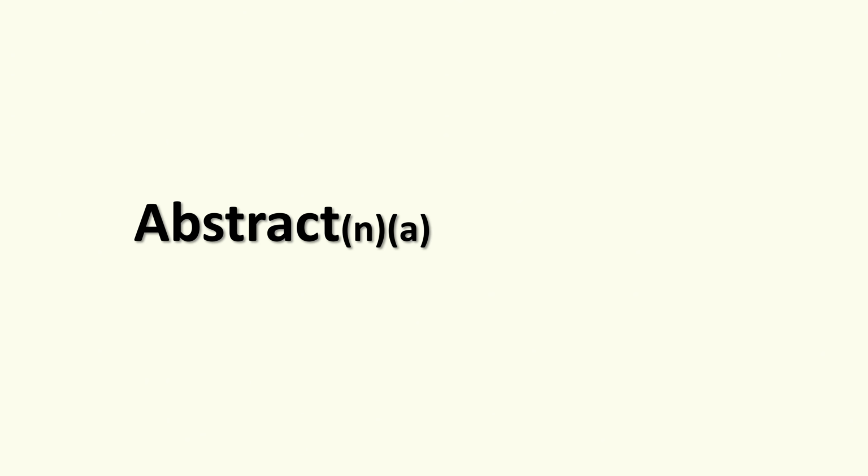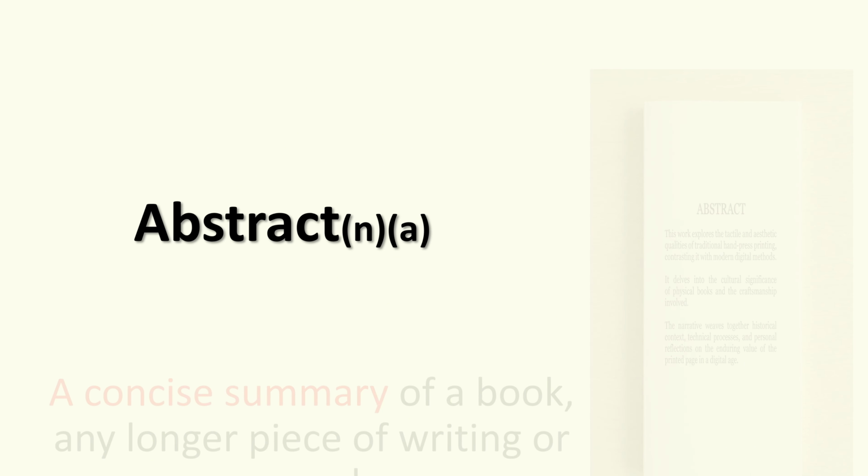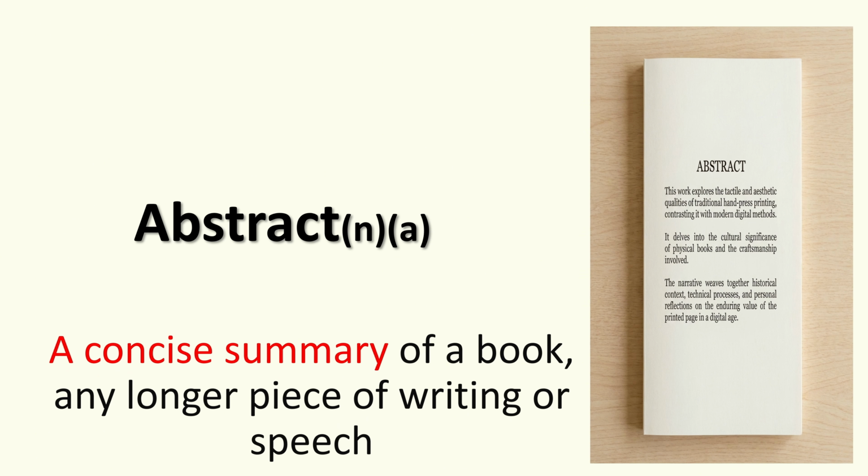The next word is abstract. It's a noun and also an adjective. As a noun, abstract means a concise summary of a book, any longer piece of writing, or speech. An abstract is concise, meaning it is very short, usually no longer than a page, but it contains all the key points.